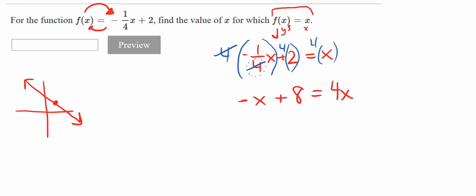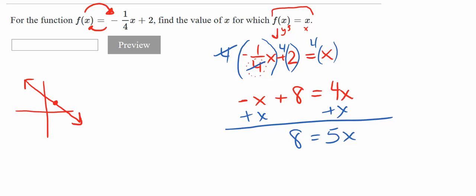So let's see, I'm going to add x to both sides. And so this is 8 now. This is a 5x this time. Divide through by 5, divide through by 5, and how about x is equal to 8/5? All right, what is it saying? It's saying that if x is equal to 8/5 for the x value, the y value is itself going to be 8/5 as well. Let's check it out.